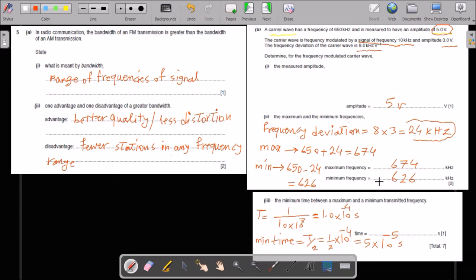The minimum time between the maximum and a minimum transmitted frequency. Between the maximum and minimum, you know that it takes half a cycle. So half a cycle, time will be half of time period. First of all, find time period. You know that T is equal to 1 over frequency. Frequency of signal is 10 kilohertz, so 10 times 10 to power 3 hertz. 1 over 10 times 10 to power 3 will be time period. Time period is 1 times 10 to power negative 4 seconds. Half of that is equal to 5 times 10 to power negative 5 seconds, because the time between a maximum and a minimum is half of a time period.